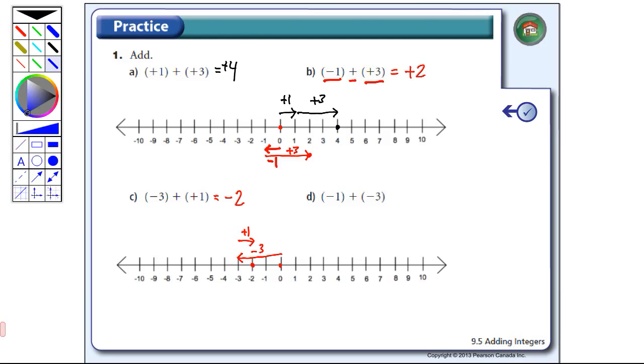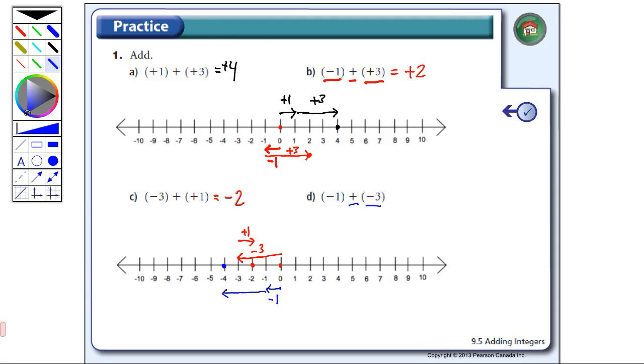And finally D, negative 1. So I'm going to work below this time. So we start at 0 and we go left 1, negative 1, plus minus 3. So this is the tricky one. It's adding. Does that mean that I would go to the right? Well, no, I wouldn't move negative 3 to the right. So I'm going to continue 1, 2, 3 more to the left, and that's going to leave me at negative 4. So minus 1 plus minus 3 is equal to minus 4. Okay, let's go to the next question.